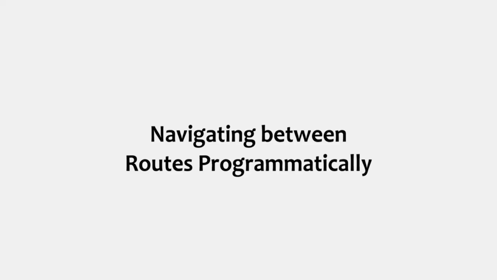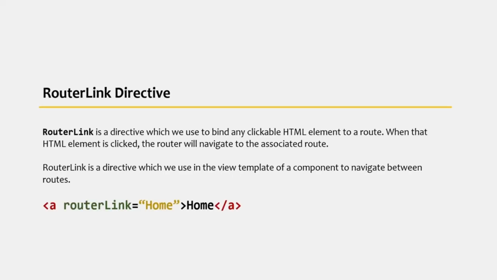We have seen how to navigate between routes using the routerLink directive in Angular. So we learned that routerLink is a directive which we use to bind any clickable HTML element to a route. And we have used routerLink on the anchor element and the button element. When the user clicks on that HTML element, the router will navigate to the associated route. So routerLink is a directive which we use in the view template to navigate between routes. Now in this lecture, you will learn how to navigate between routes programmatically.